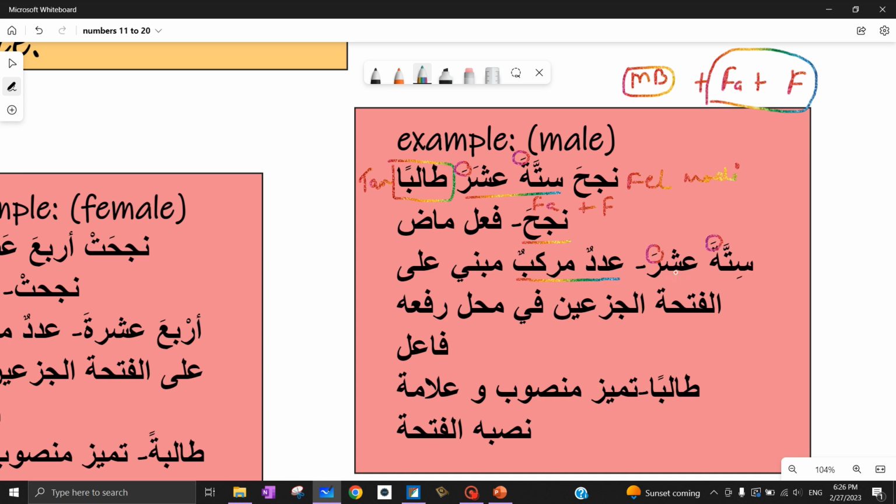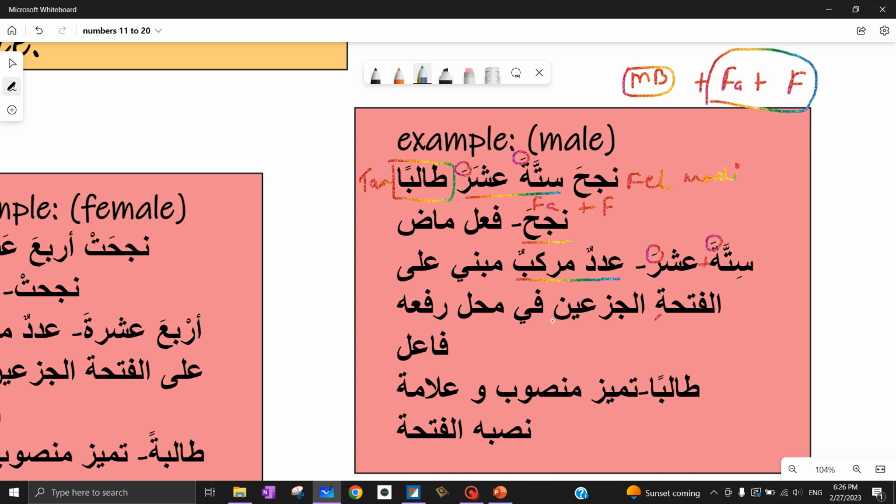Compound means two parts have come together and been made into one number name. Mabni ala al-fath al-juz'ain. Why juz'ain? Because there are two parts. Two parts came together and have been made into one number name. Fathata, fathatu, or fathati, because there's a harf jar.